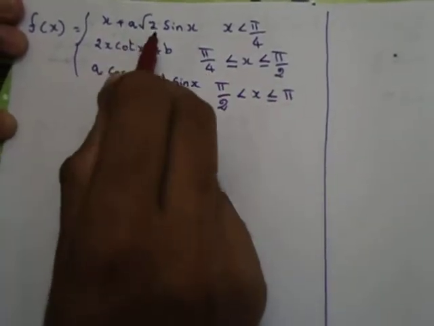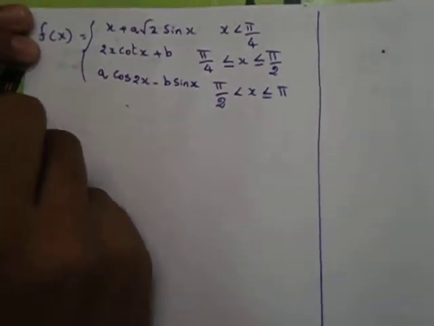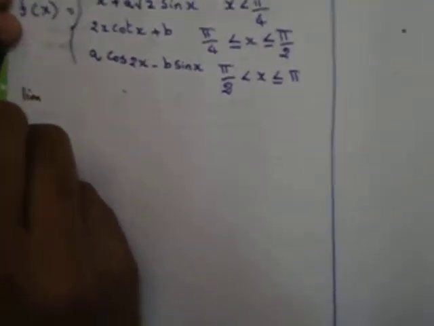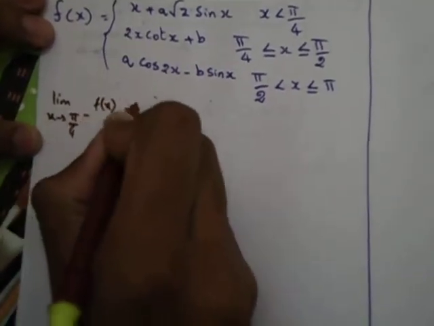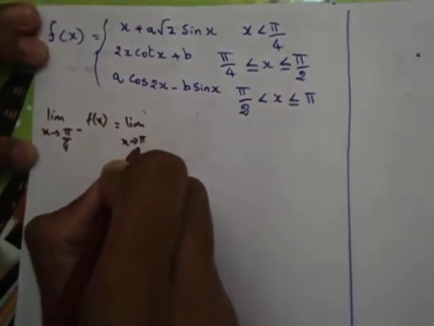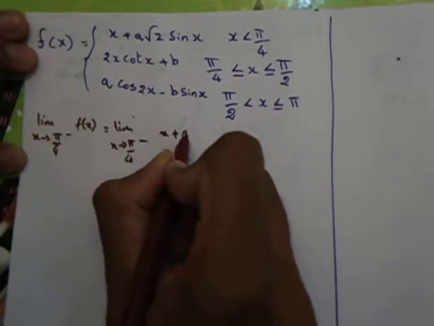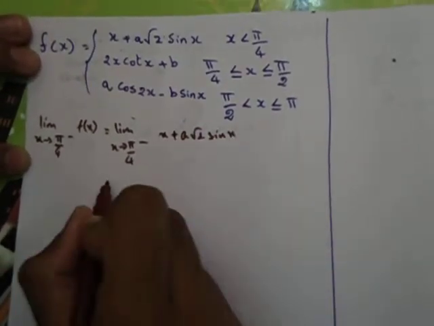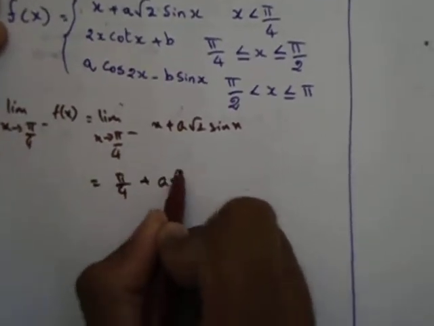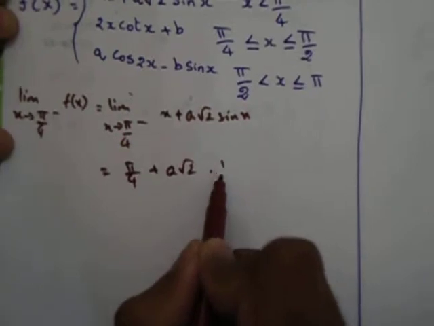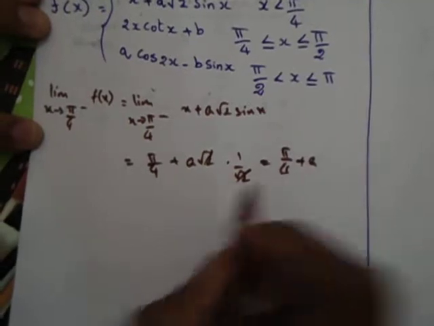Since the function is continuous, the left limit and right limit at pi by 4 will be equal. So let's find the two limits. Limit x tends to pi by 4 minus of f of x, that means before pi by 4, it's defined as x plus a root 2 sin x. So when we substitute, we get pi by 4 plus a root 2 into sine pi by 4, which is 1 by root 2, so we get pi by 4 plus a.